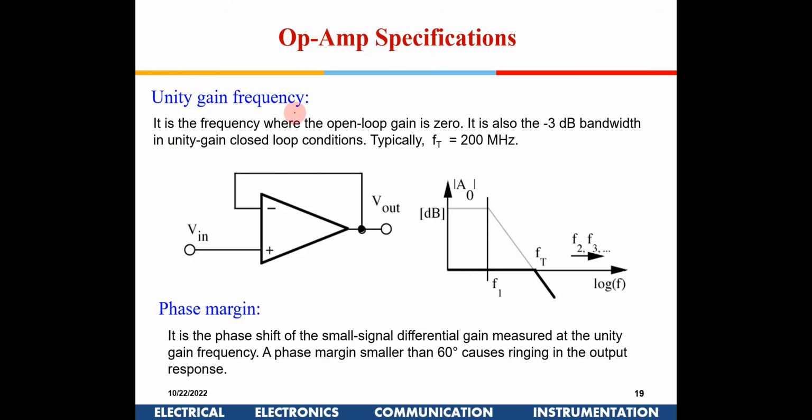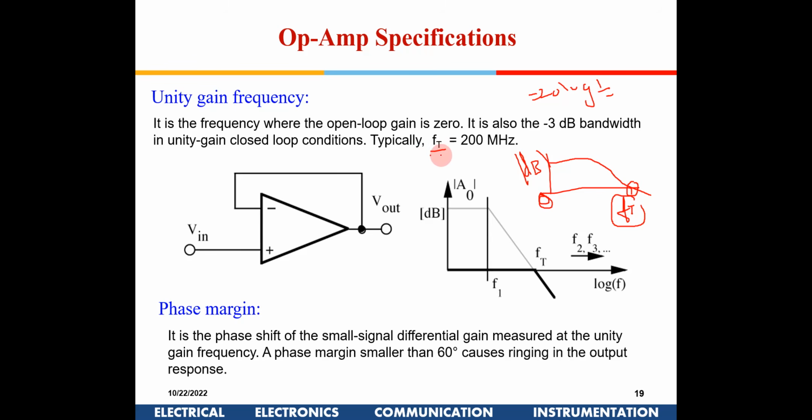Now, the unity gain frequency is a measure of the bandwidth of the op-amp. If you talk about a normal op-amp, the gain response comes down like this, right? When the gain becomes 0 dB, that frequency is known as Ft. 0 dB means 20 log of the gain 1, and log 1 is 0, right? So 0 dB corresponds to that frequency, which is known as Ft.